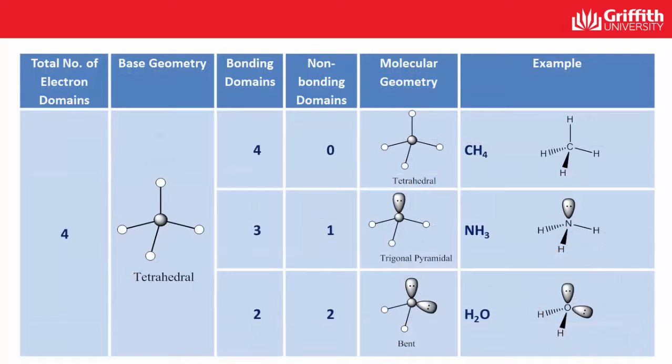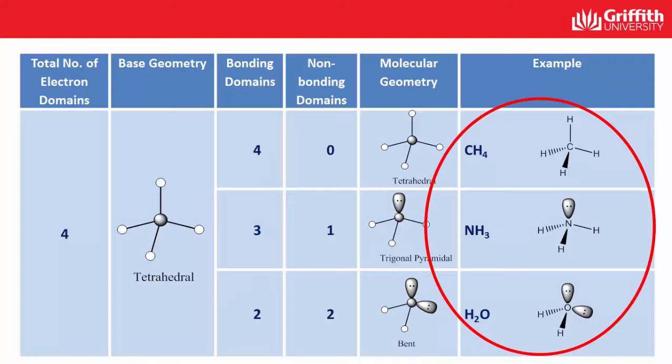In the case of 4 electron domains around a central atom, the molecular geometry can take on 3 possible shapes. Tetrahedral, when all 4 are bonding domains, trigonal pyramidal, when there are 3 bonding domains and 1 non-bonding domain, and bent, when there are 2 bonding domains and 2 non-bonding domains. The common examples shown for these 3 geometries are methane, ammonia, and water.